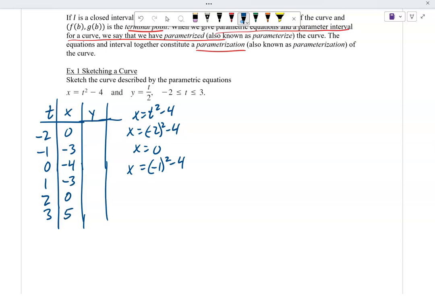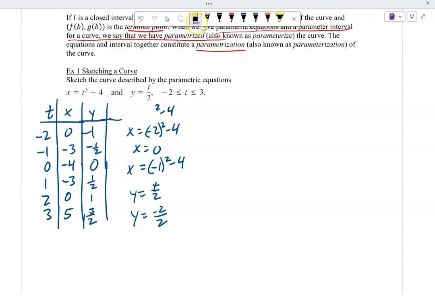Now let's find the y values. Our y is t over 2. Now I'm going to plug in negative 2 first. So I got negative 2 over 2, I got negative 1. And now let's throw in t being negative 1. So I got negative 1 over 2. And then I got 0 over 2, 1 over 2, and I got 2 over 2, and 3 over 2.